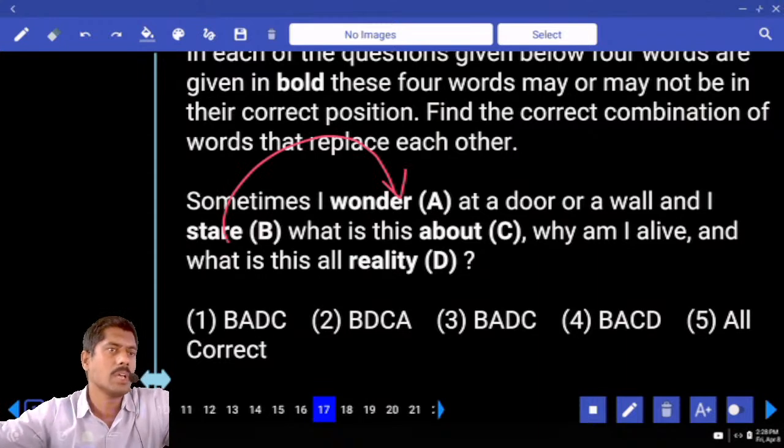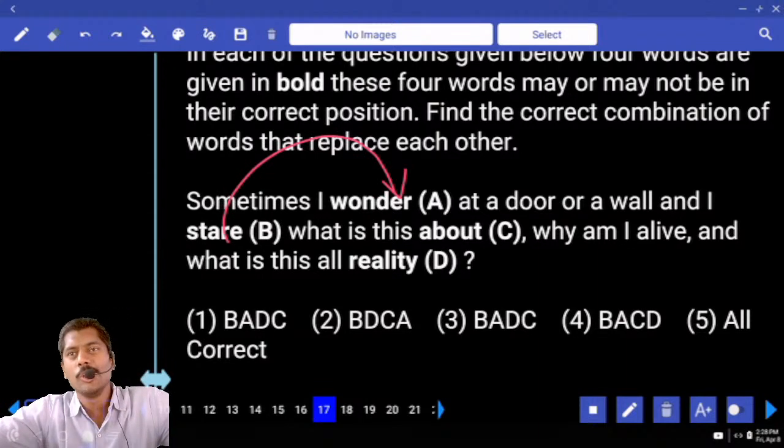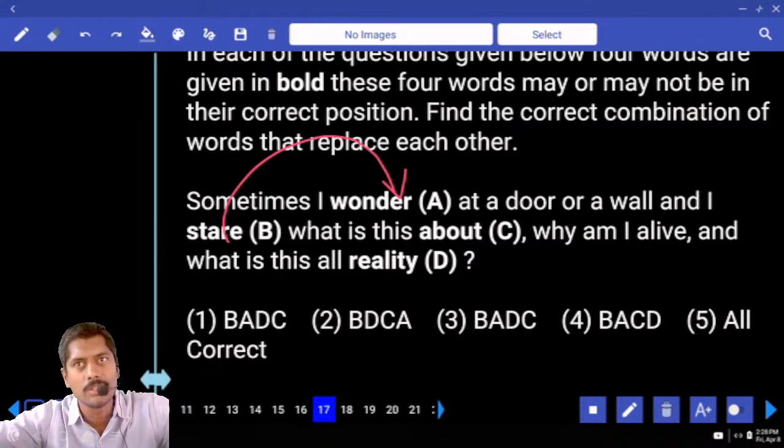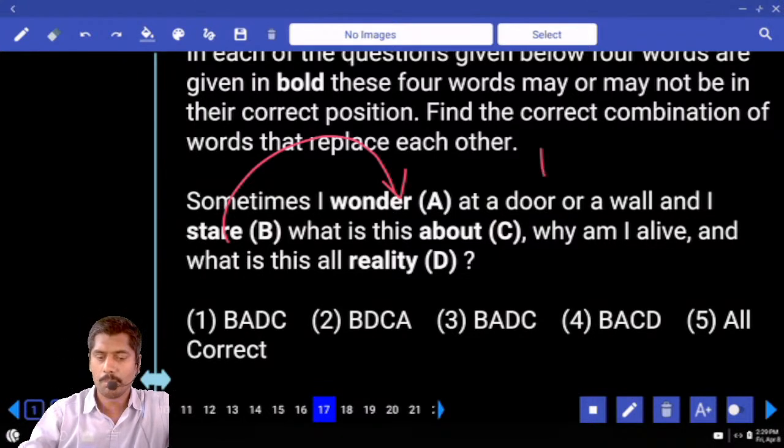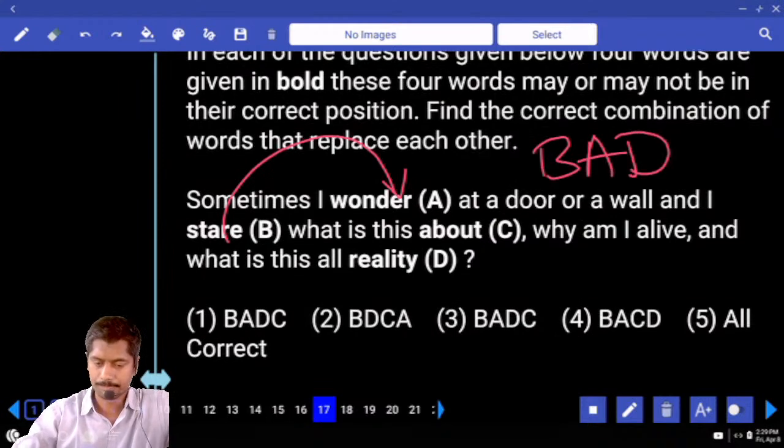What is the meaning of stare? Continuously looking at something is called stare. Not even blinking the eyes like this. I stare at a door or a wall and I wonder, what is this? What is this? Reality or about? Reality. Why am I alive? I should die. And what is this all about? So BADC.